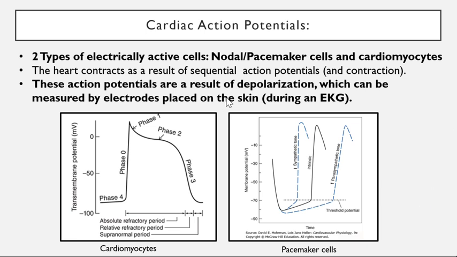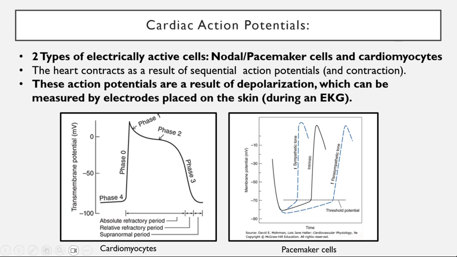So cardiac action potentials, there's two major types. There's nodal pacemaker cells and there's cardiomyocytes. I'm not going to be going over all of the heart physiology because hopefully y'all have seen this. Was it last semester y'all took physiology? Yeah, so hopefully y'all have seen this before.